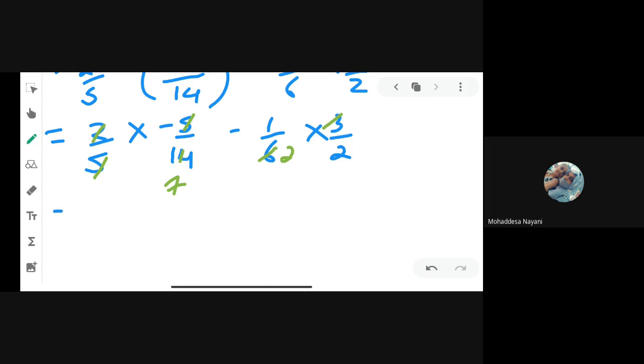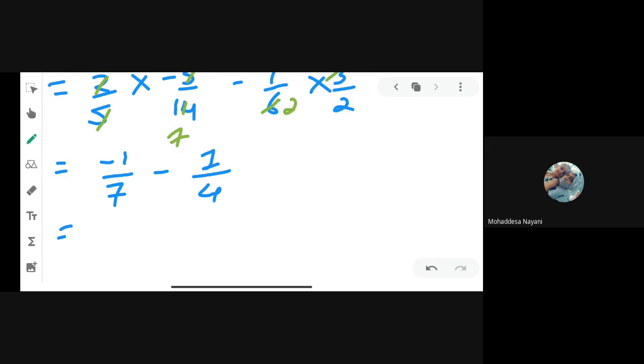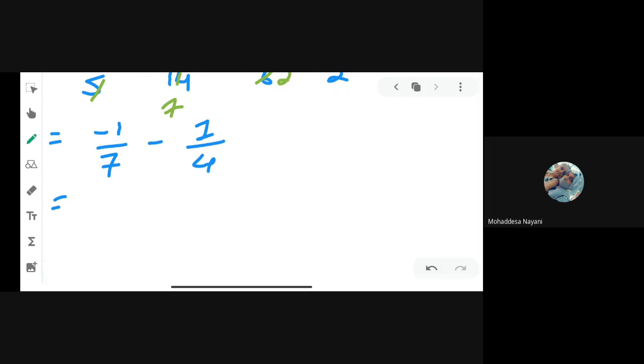Are you getting it? Yes, sir. Okay. Now you can see in the numerator only we have minus 1, and in the denominator 7. Then in the second term we also have numerator 1 and denominator 4. Now we are doing cross multiplication because these two denominators are different. So we are taking cross multiplication.